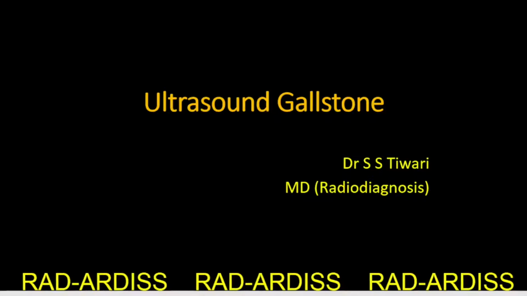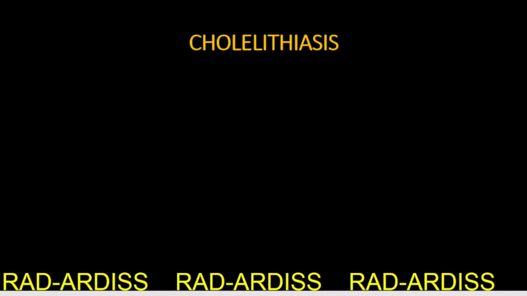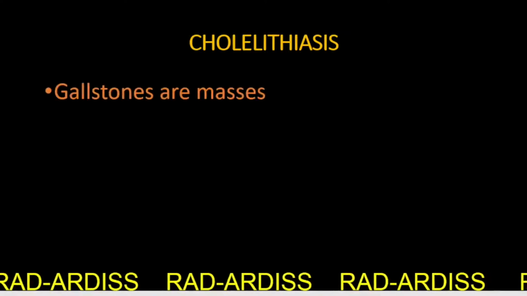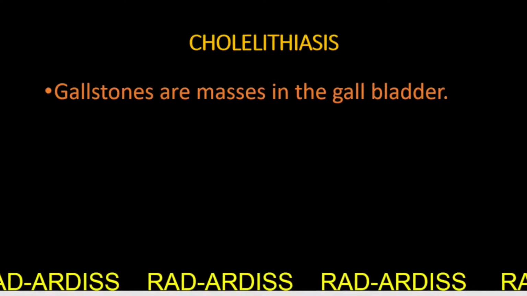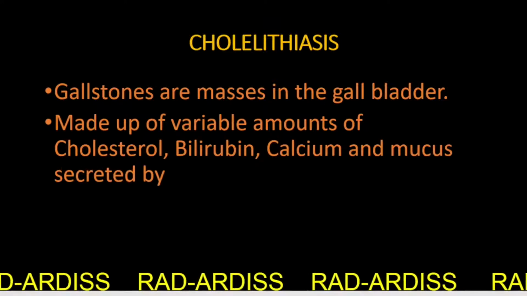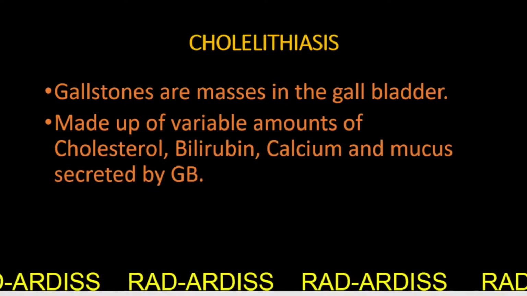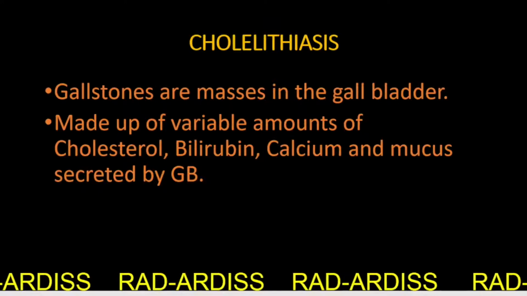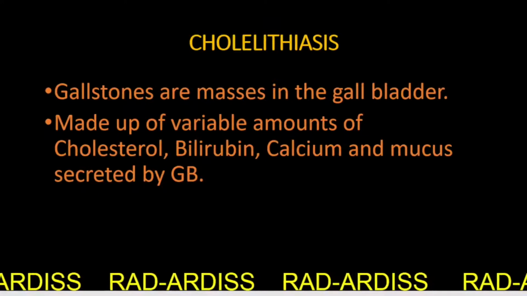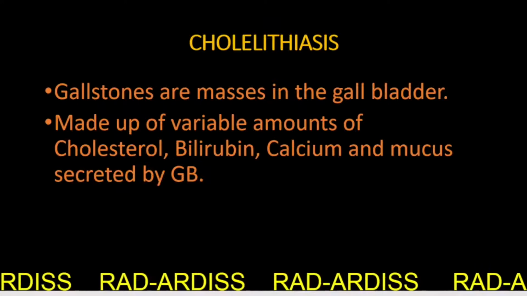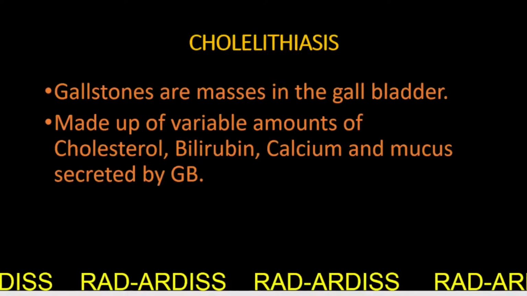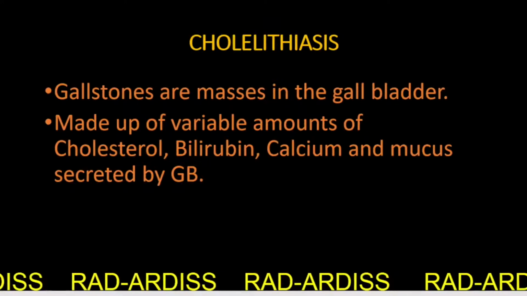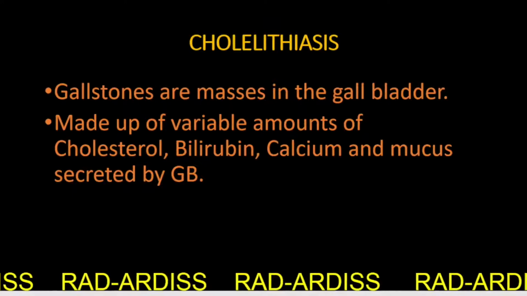Ultrasound of gallbladder stone. The condition is also known as cholelithiasis. So the gallstones are masses inside the gallbladder lumen. They are made up of variable amounts of cholesterol, bilirubin, calcium, and the mucus that is secreted by the gallbladder. Now, depending on the proportion of the various components, it may be called a cholesterol stone, pigment stone, or a mixed stone.